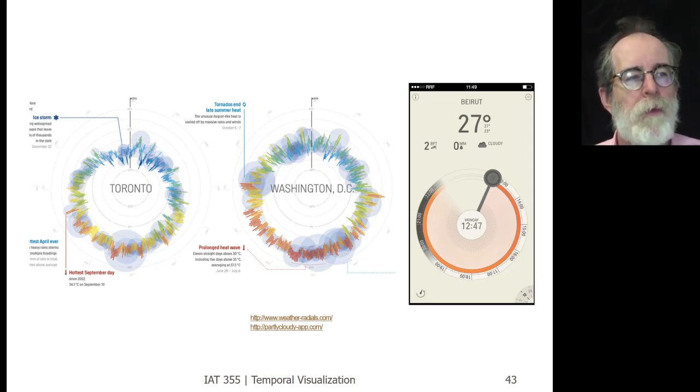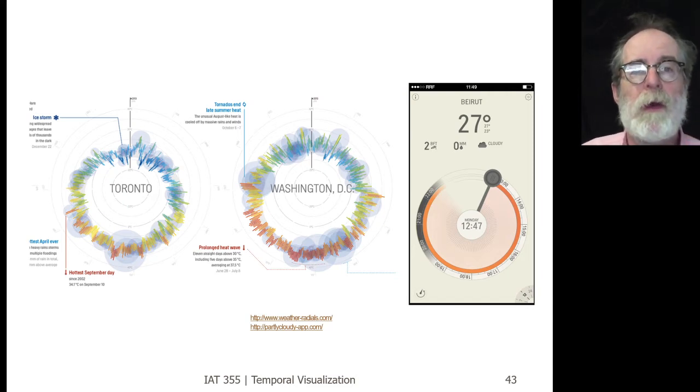Okay. And the color of the bars being depicted here is indicative of the temperature range throughout that day. And so we're showing each of the individual marks are days being drawn in here. So what this is doing, of course, is depicting the seasons of Toronto and Washington, D.C. You can see Washington has a much longer period of warm weather, particularly in July and August.